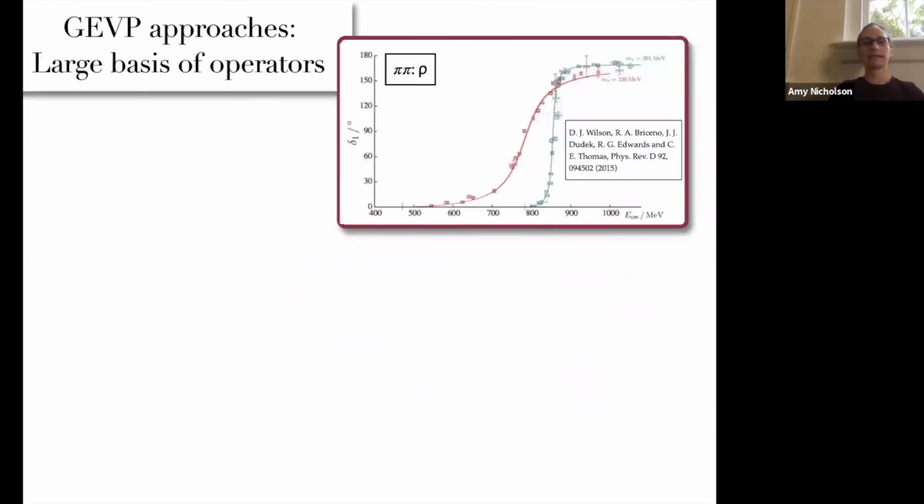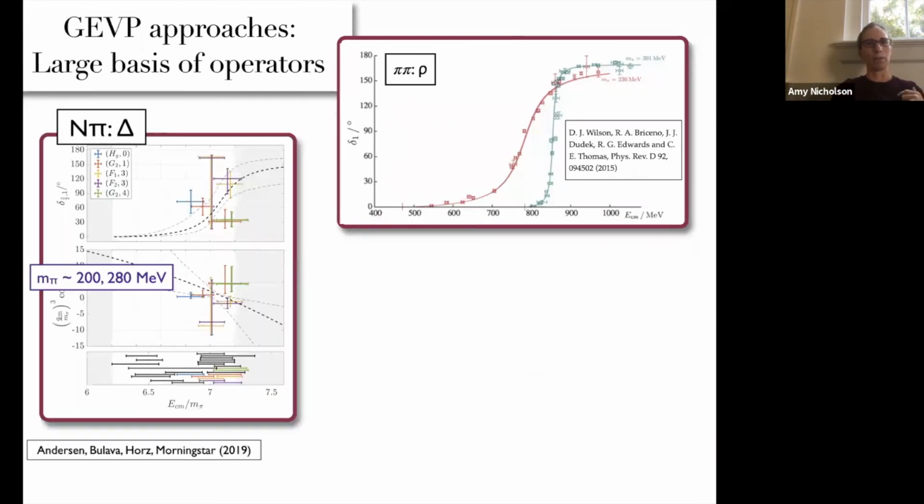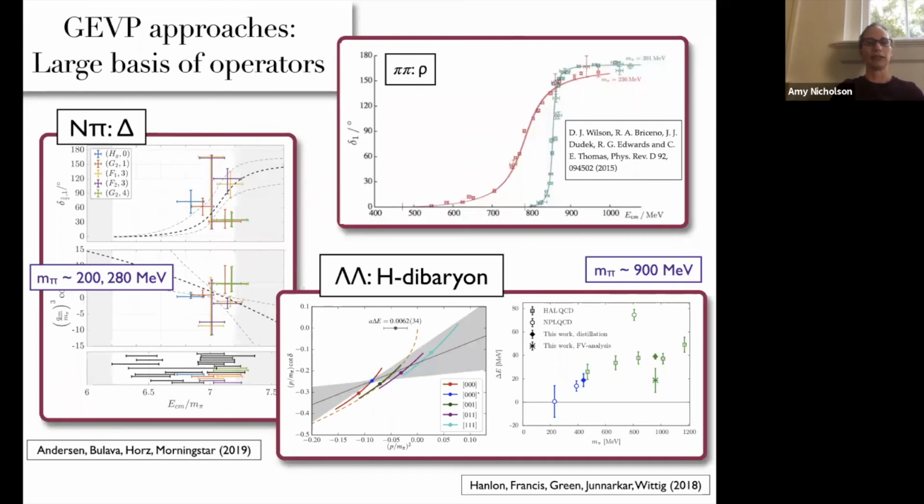And then the state of the art approach, which was used for this lovely data that I showed you in the beginning for pi-pi scattering, is to take that to the extreme. So instead of having two operators, I have a very large basis of operators. This gives me a matrix of correlators that I can diagonalize, and I can get a whole series of eigenstates of the system that way. And this is just now starting to be applied to systems with baryons and nucleons because of the signal to noise problem. It's just computationally very expensive, but we're just now getting to the point where we can do that.